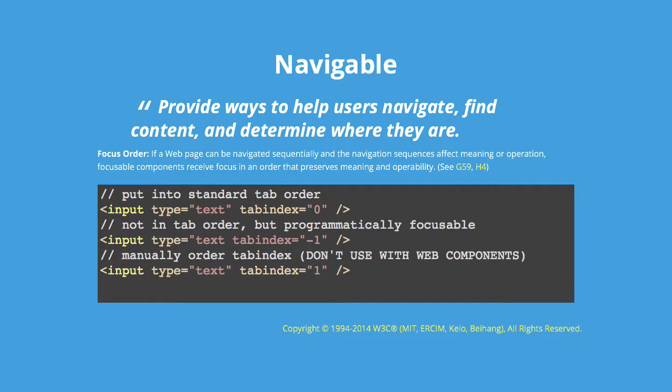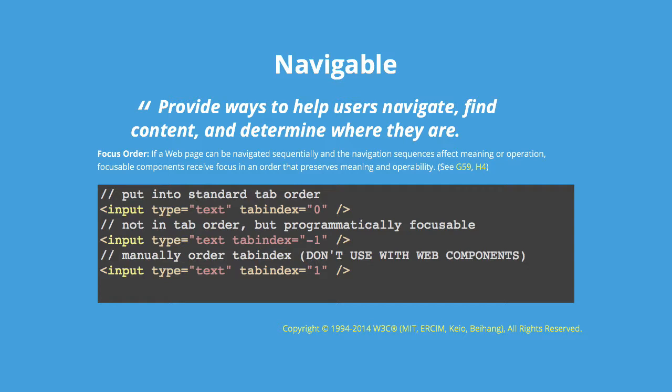And I know this is pretty small text, so I'll read it. If a web page can be navigated sequentially and the navigation sequences affect meaning or operation, focusable components receive focus in an order that preserves meaning and operability. So sometimes our HTML isn't written in the same order that really provides meaning to the user. So maybe we put our sidebar in the middle of our HTML, or way down at the bottom. Maybe there are reasons that's the case, but you need to make sure that when the user tabs through the application with their keyboard, they're able to focus through the application in a meaningful way.